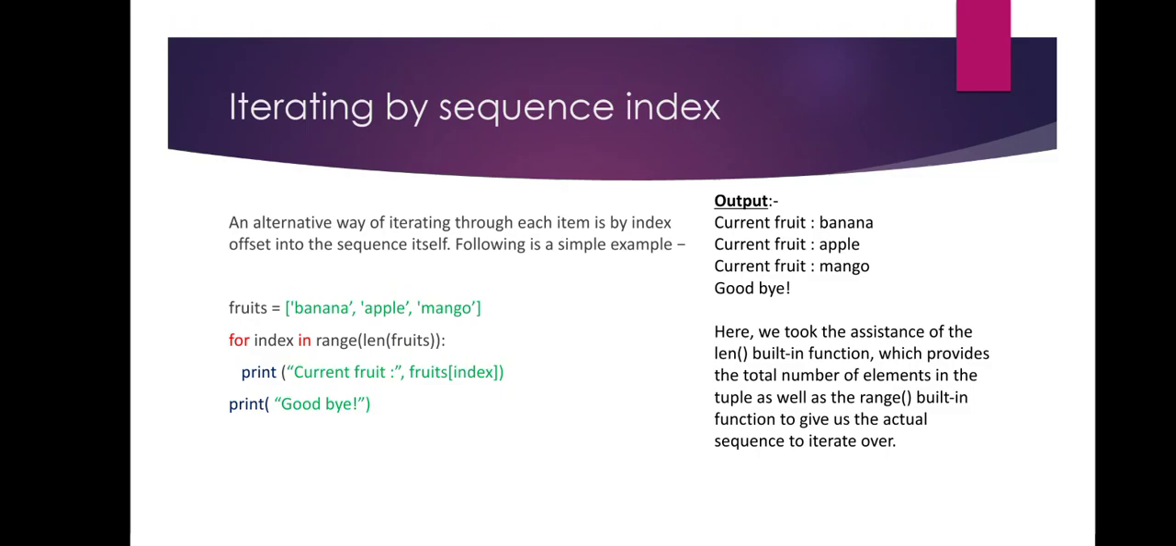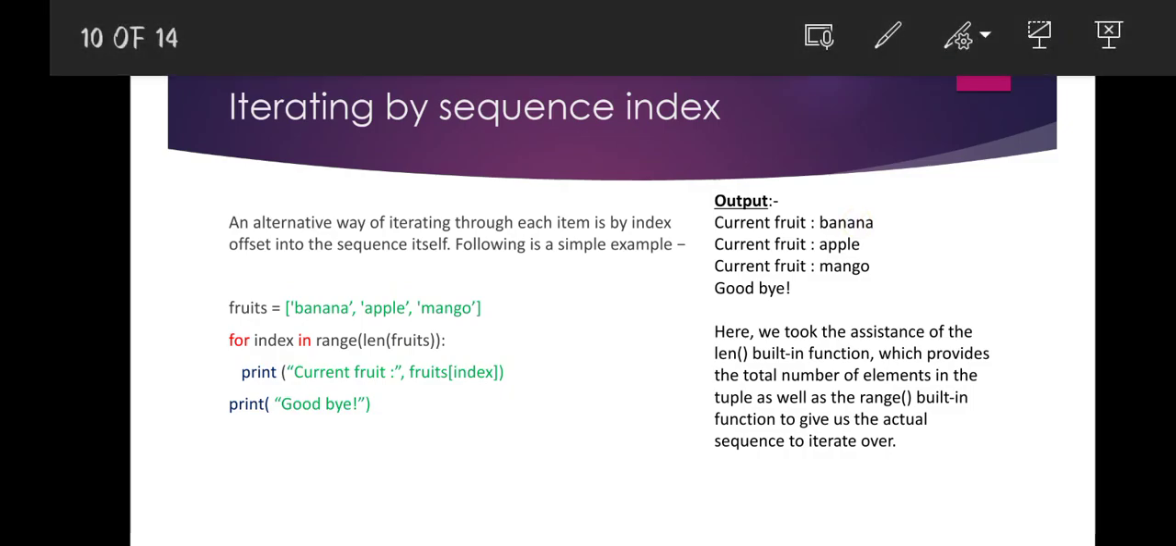So first of all we mention fruits is equal to a list, in which we have banana, apple, mango, and then for index in range(len(fruits)). Here len means the length function. It is a built-in function which provides the total number of elements in the tuple as well as the range. It indicates the size of fruits. What is the size of fruits? The size of fruits is 3.